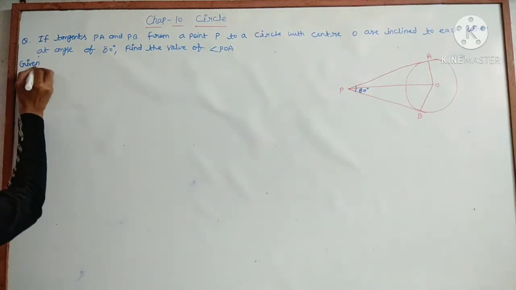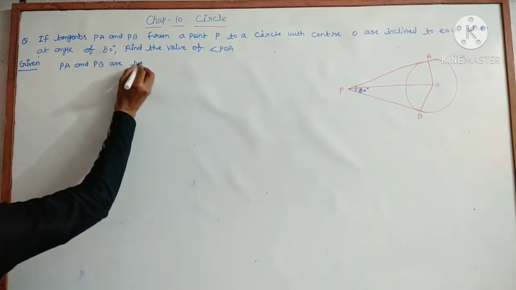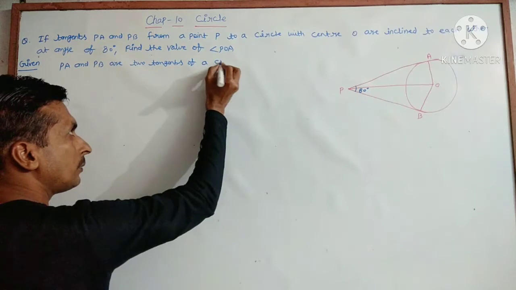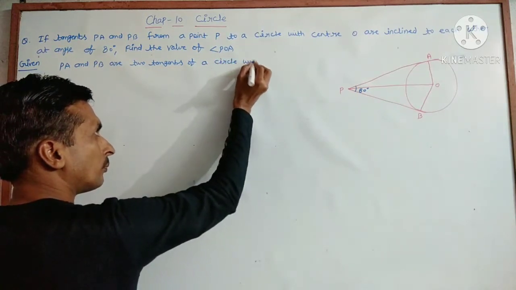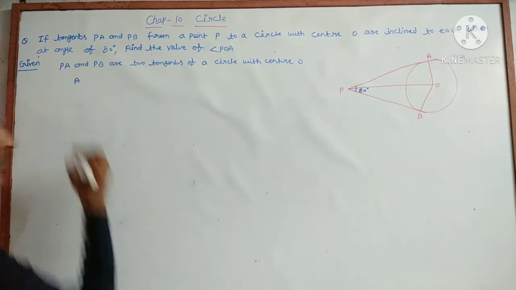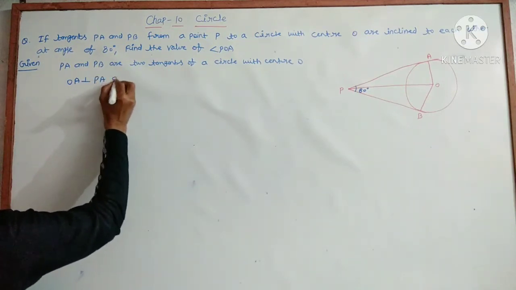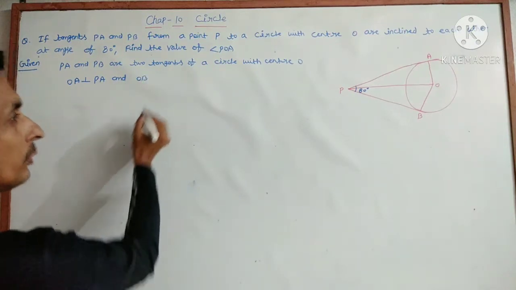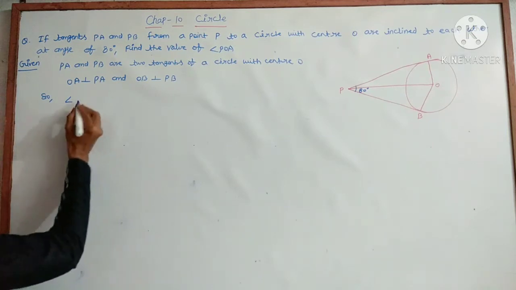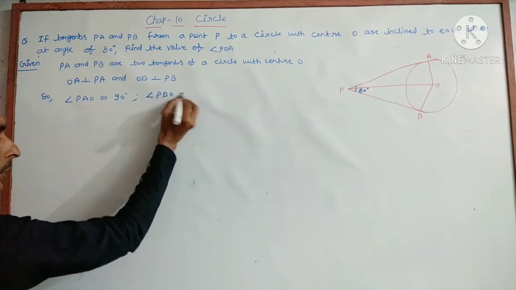Given: PA and PB are two tangents of a circle with center O. OA is perpendicular to PA and OB is perpendicular to PB. So angle PAO is equal to 90 degrees and angle PBO is equal to 90 degrees.